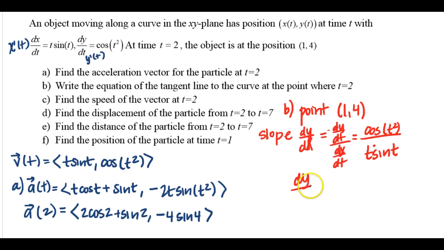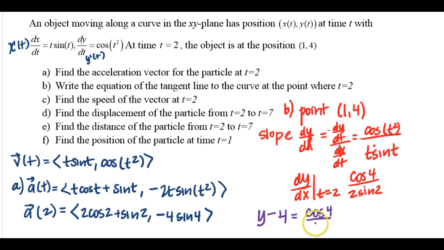So if I want dy dx at t equals 2, now it's just substituting 2 into my slope formula. So I end up with cosine 4 and then 2 sine 2. So it's kind of an ugly slope, but it is the slope nonetheless. It's a numerical value. We're not going to plug it into our calculator. We're going to plug it into our formula, which is y minus y1, so my y1 is 4, equals m, so my m is my ugly looking slope, cosine 4 over 2 sine 2, and then times x minus 1.